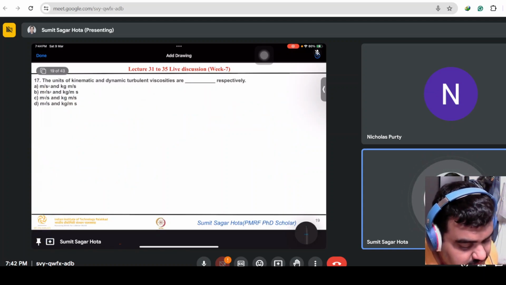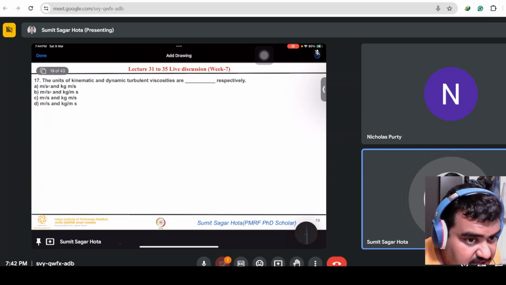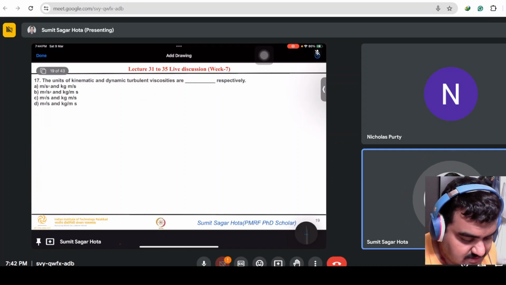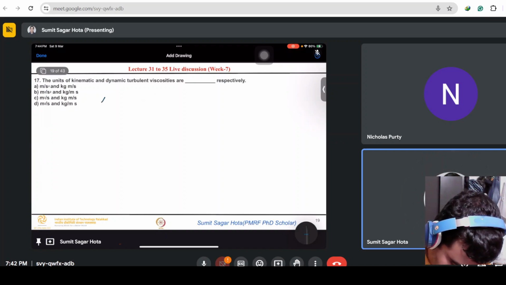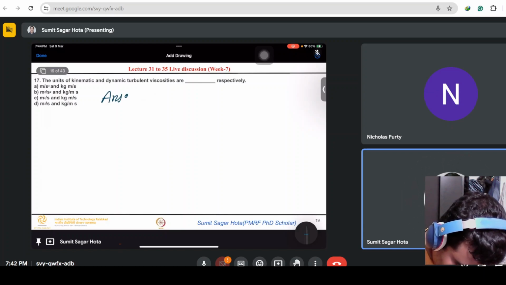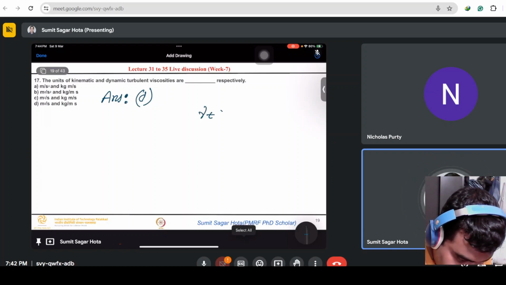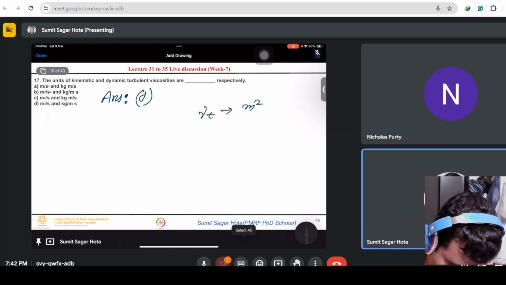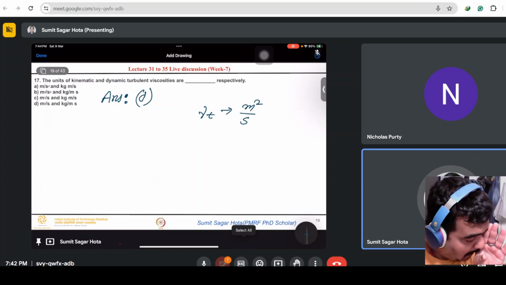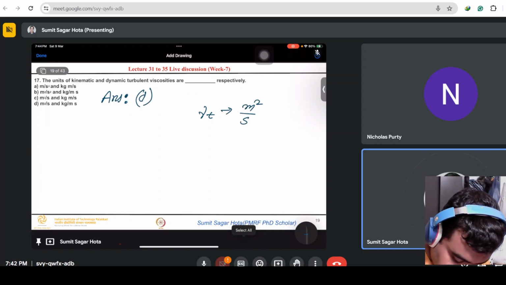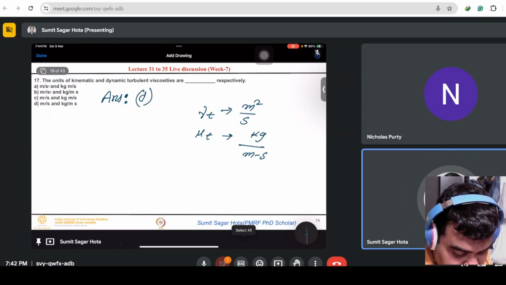Let's go to the next one. The units of the kinematic and dynamic viscosity are what? It's very simple. Nu t is meter squared per second, mu t is kilogram per meter per second.